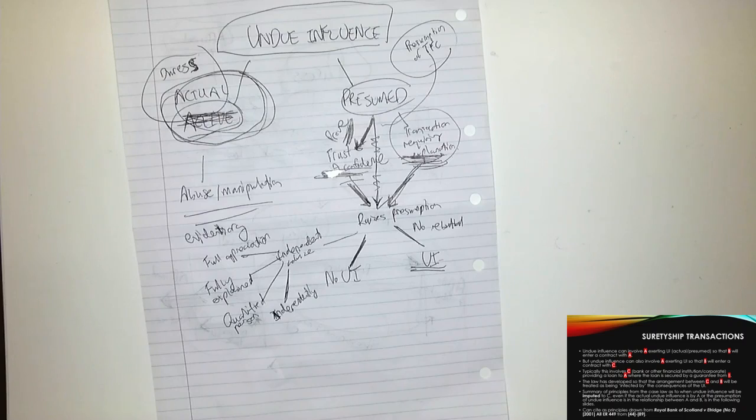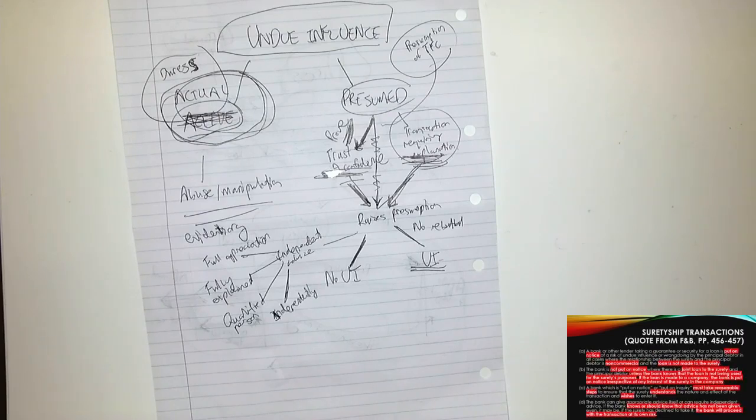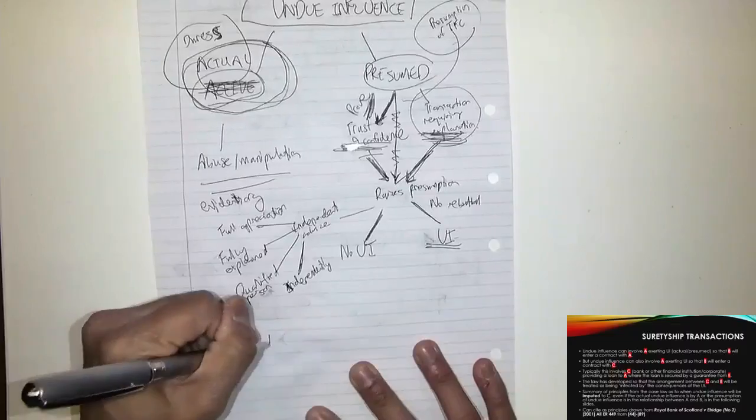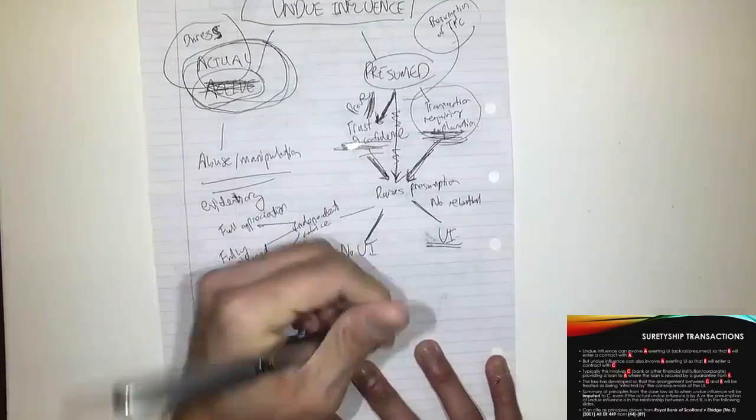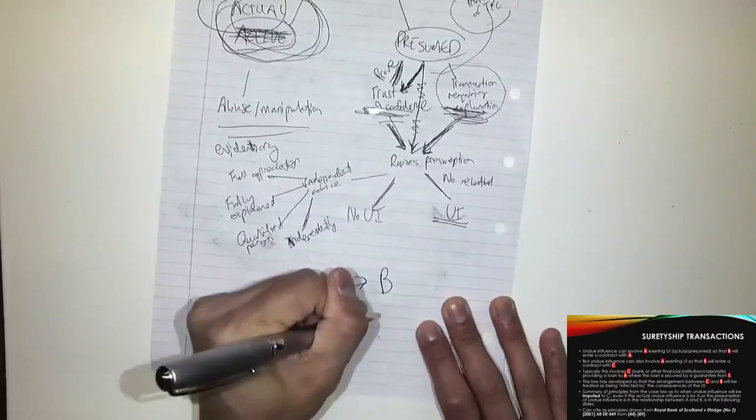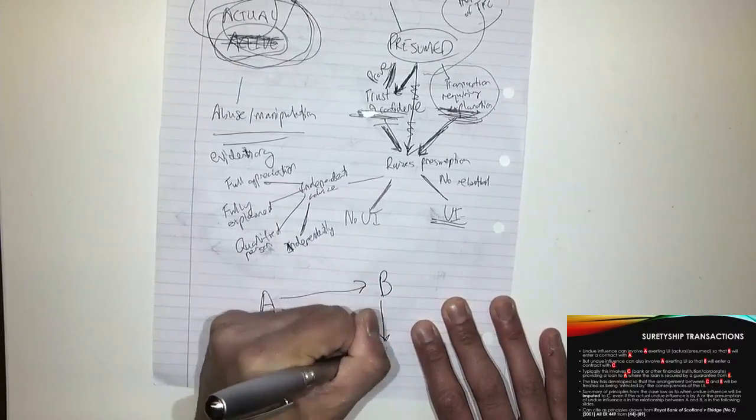Okay, so these principles are taken from the textbook. They're called suretyship, but they just mean guarantee. And you can cite them as principles from Etridge. Now, all they do is they tell you how do you apply undue influence principles to situations involving three parties, where party A exerts undue influence over party B so that party B enters into an agreement with party C.